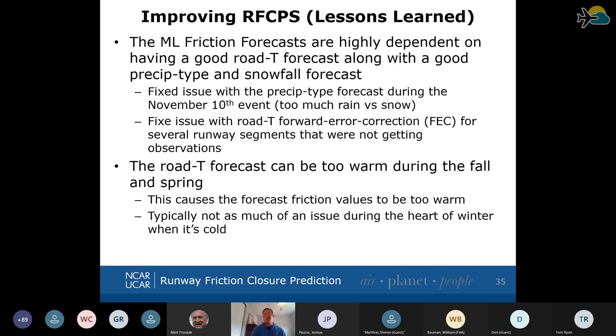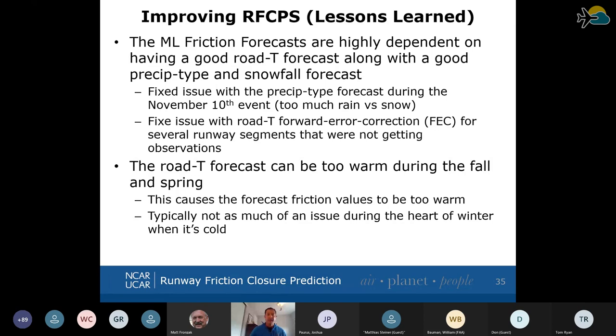I was able to change some configurations, and that really helped catch the switchover from rain to snow. And then also we noticed that some of the obs had dropped out for some of the RWIS segments, the RWIS that are at the airport, and so we weren't getting road T observations to forward air correct. I fixed an issue where we were doing some ob sharing.